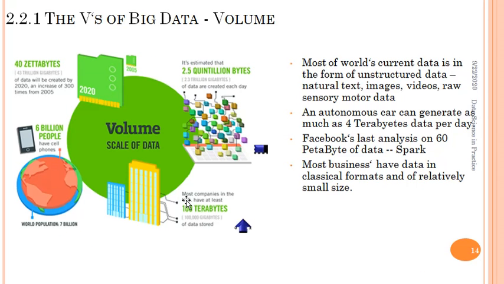The first V is the volume of the data, right? Most of the world's current data is in the form of unstructured data. Before the emergence of big data, we usually dealt with structured data only, which was in relational form. But now we also have unstructured data, in the form of text, images, videos, or data coming from different sensors. We can have sensors installed at various locations that are continuously generating data.